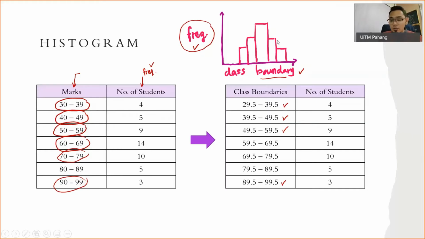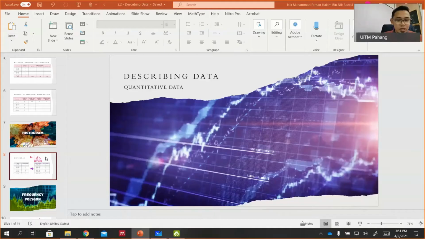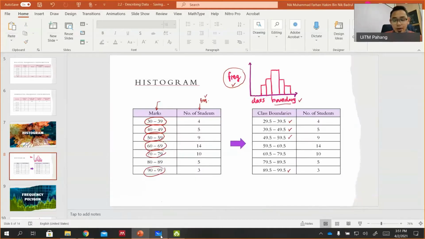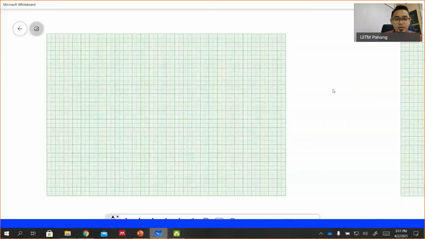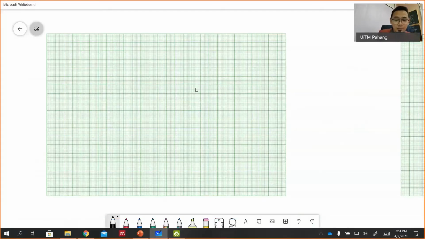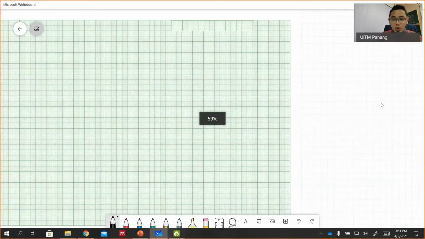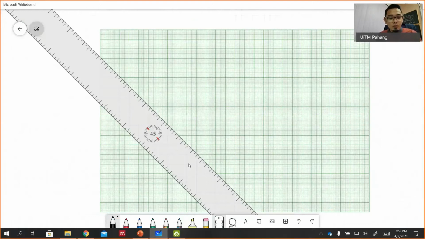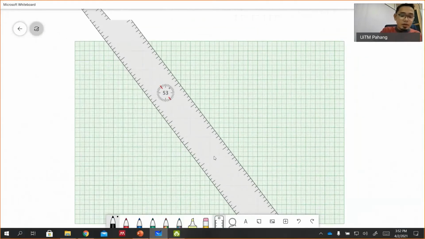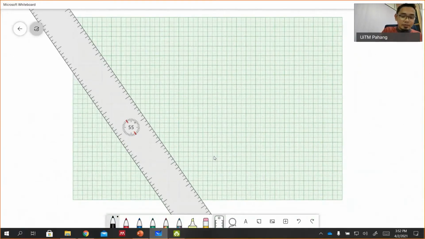I want to end show first because I want to use another application. Please take note that we want to use these values of class boundary in this case to build the histogram. So you must have the graph paper. Now we want to build the histogram. Firstly, you use your ruler to draw the axis, the vertical axis and also the parallel axis. Let me rotate this.